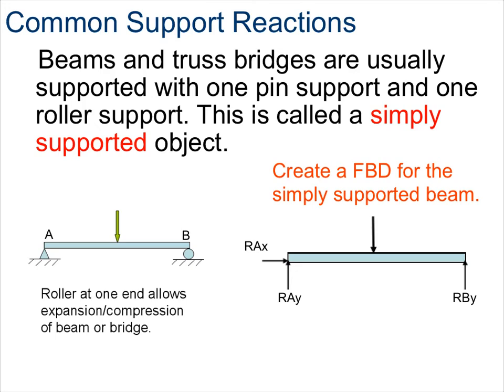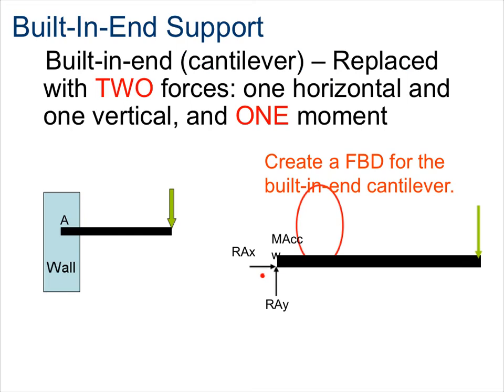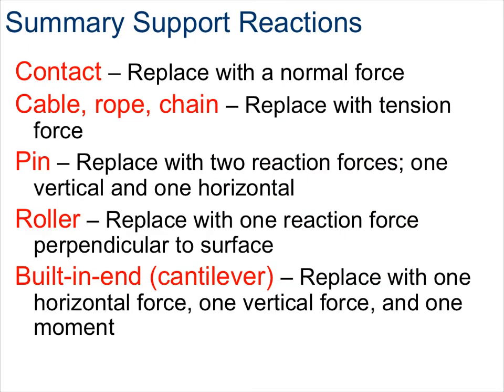perpendicular to the surface. A built-in end cantilever is a beam that is held in place by a fixed support. A cantilever is a structural member with one built-in end and one unsupported end. The fixed support shows the supported object literally built into the supporting surface. An example of a built-in end cantilever would be something like a diving board. Here you can see on the left for the free body diagram, I have a pin support with reactionary forces in both the X and Y direction, and I have a moment for that turning effect caused by the force and its rotation.